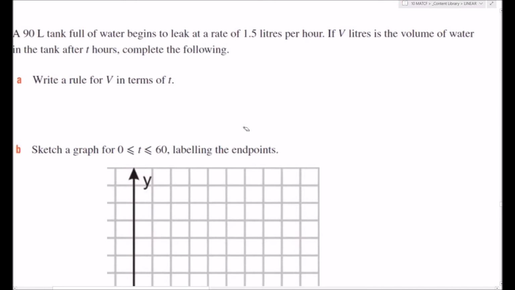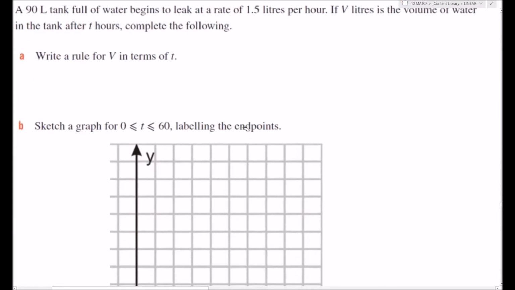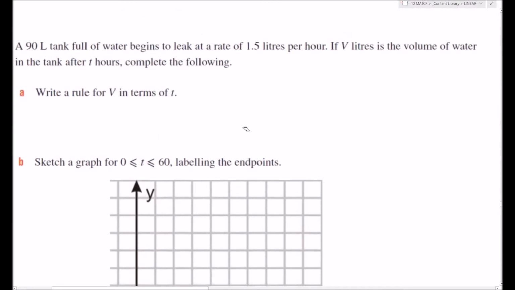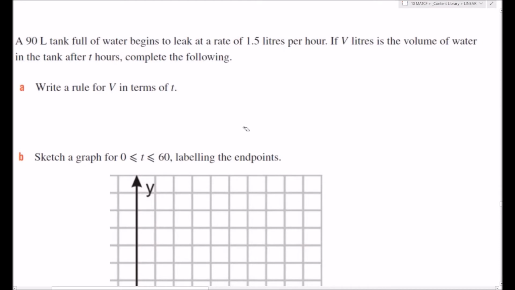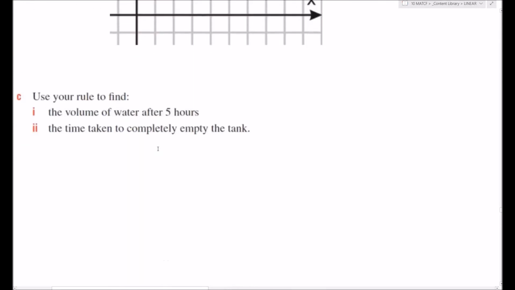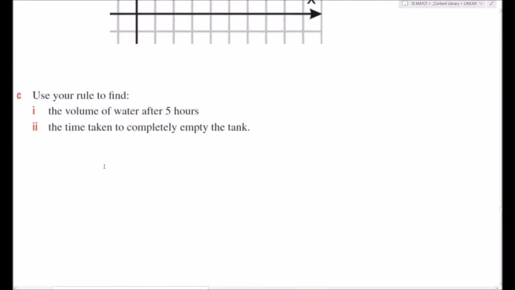A 90-litre tank full of water begins to leak at a rate of 1.5 litres per hour. If V litres is the volume of water in the tank after T hours, complete the following. Write a rule for V in terms of T. Sketch the graph for 0 less than or equal to T, which is less than or equal to 60, labeling the endpoints, and use the rule to find these amounts. Okay.